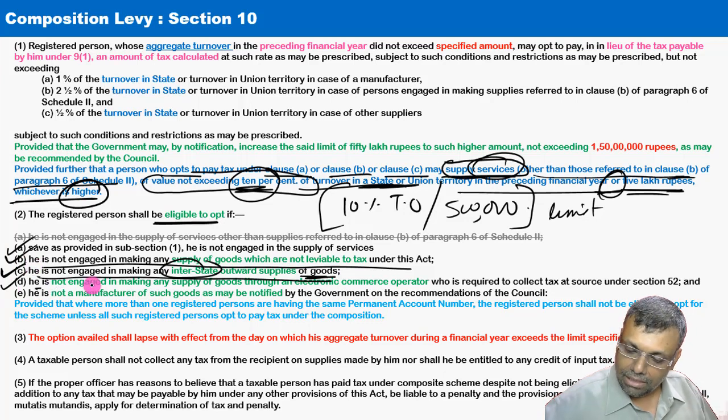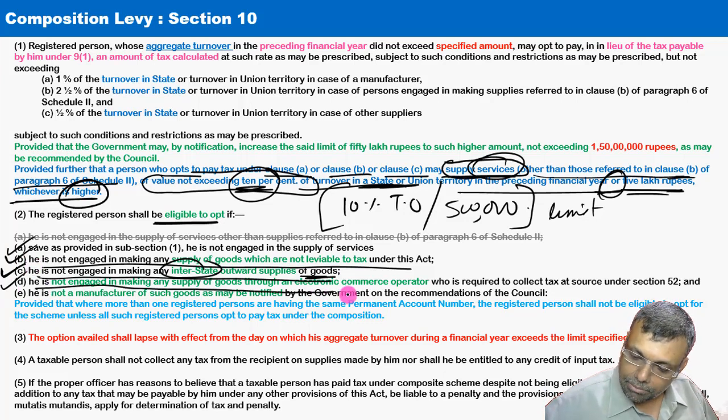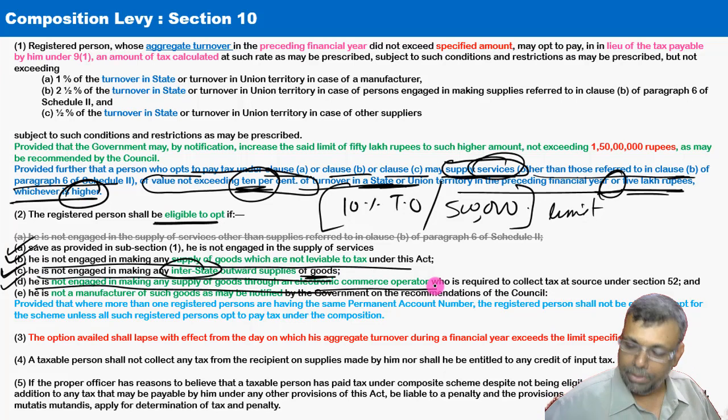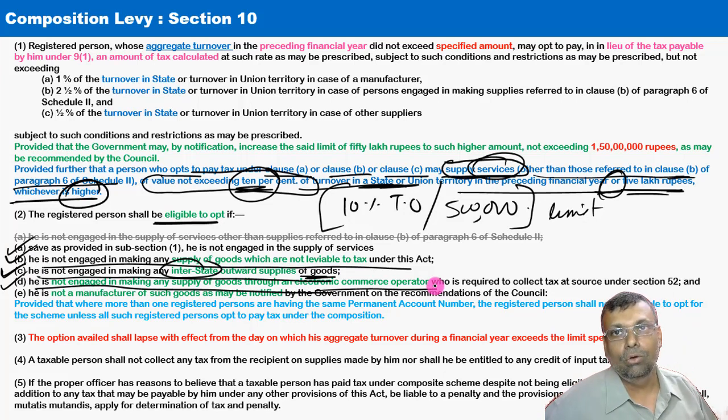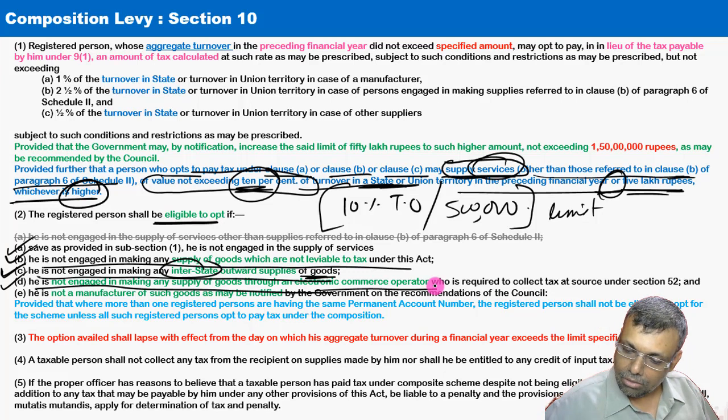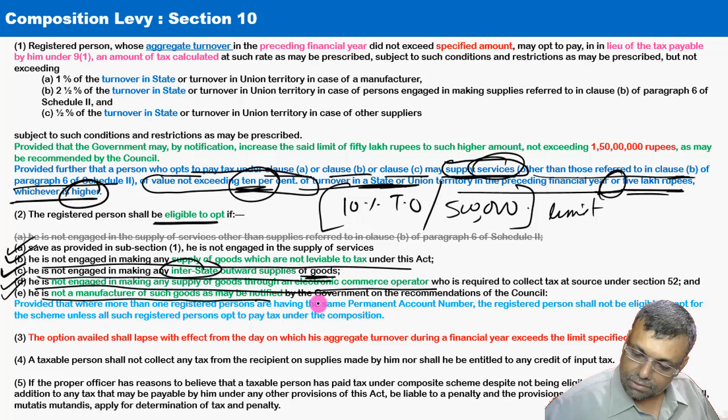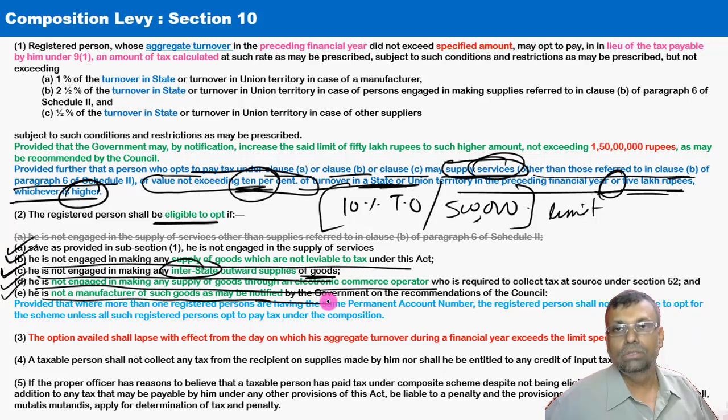Then the next point, he is not engaged in making any supply of goods through an e-commerce operator. So if you are making supplies through an e-commerce operator, then the composition scheme cannot be applicable whatsoever. Further, it makes it very clear, the last point, he is not a manufacturer of such goods as may be notified. So specified goods are notified. Normally pan masala, ice cream, etc. are some types of goods which are notified for this particular purpose and will not be eligible for the composition scheme.